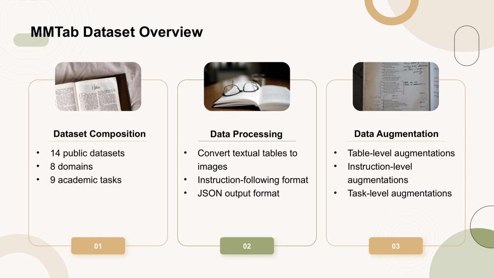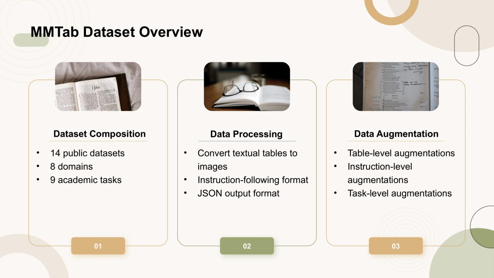The MMTab dataset is composed of samples from 14 public datasets across 8 domains, covering 9 representative academic tasks. These datasets include tables in various textual formats such as HTML and Markdown. To facilitate multimodal learning, the textual tables are converted into high-quality images using Python scripts. The task-specific input and output texts are formatted into an instruction-following structure, with additional instructions to ensure the final answer is output in JSON format.